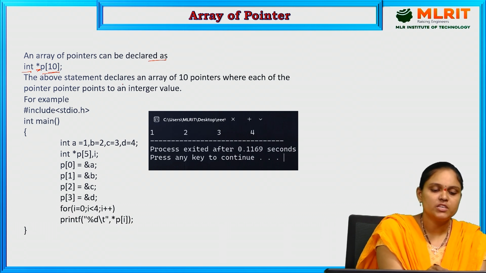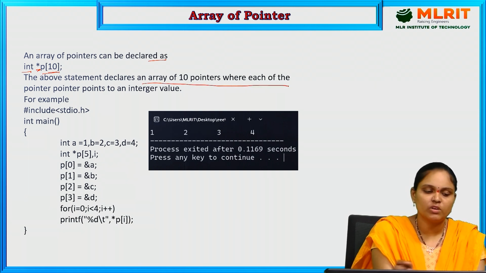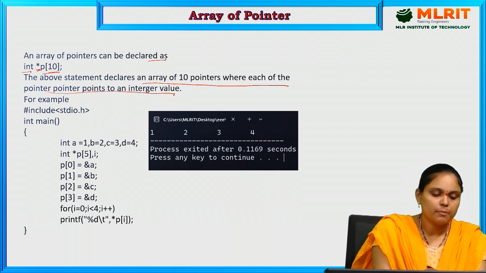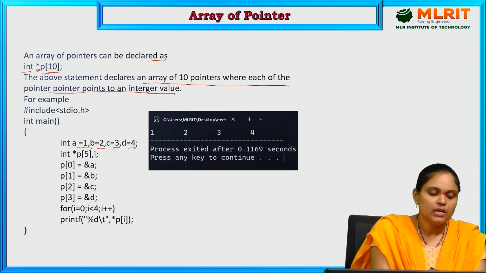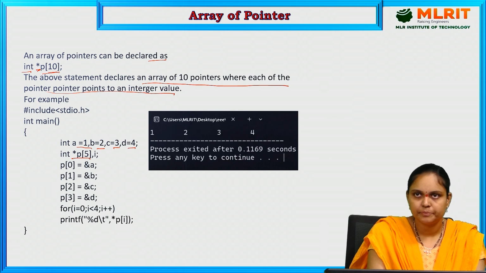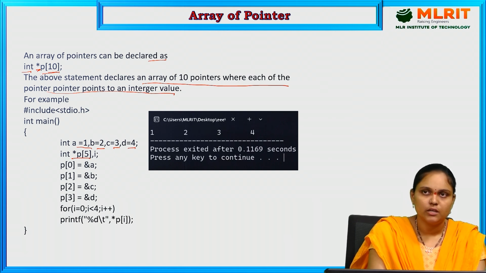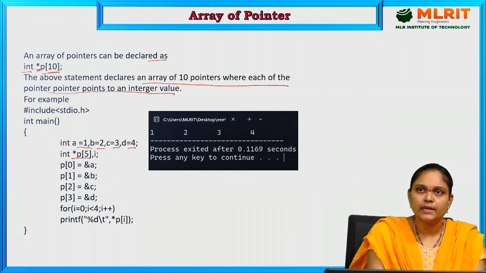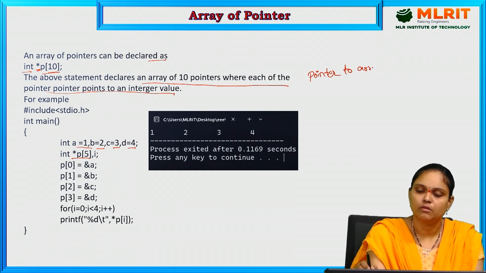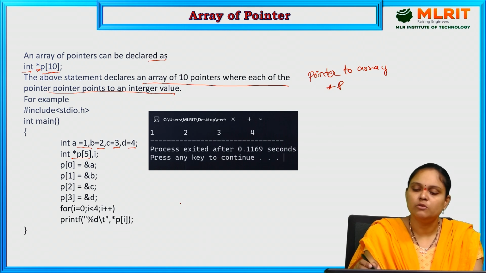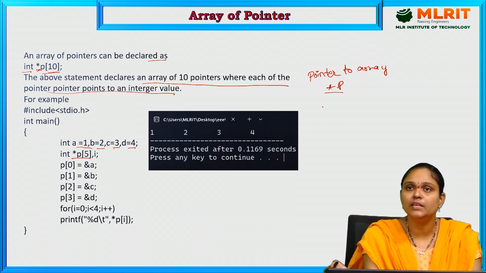And the above statement declares an array of 10 pointers where each of the pointers points to an integer value. For example, here we are taking A is equal to 1, B is equal to 2, C equals 3 and D is equal to 4. And then next we are taking one pointer array. Pointer to array and array of pointers are different. In a pointer to array, we have only a single pointer, and by using this single pointer we are accessing all the array elements.